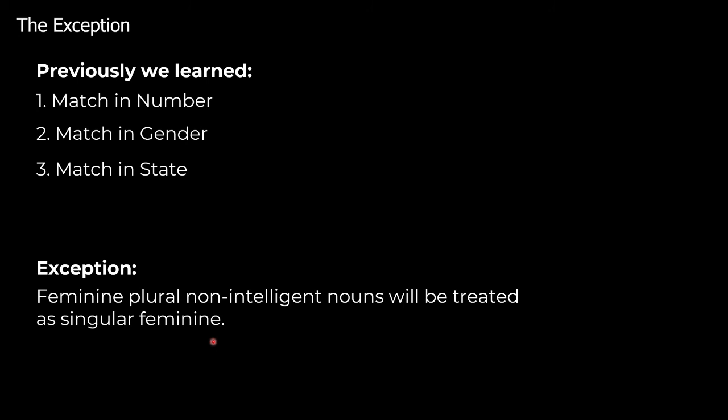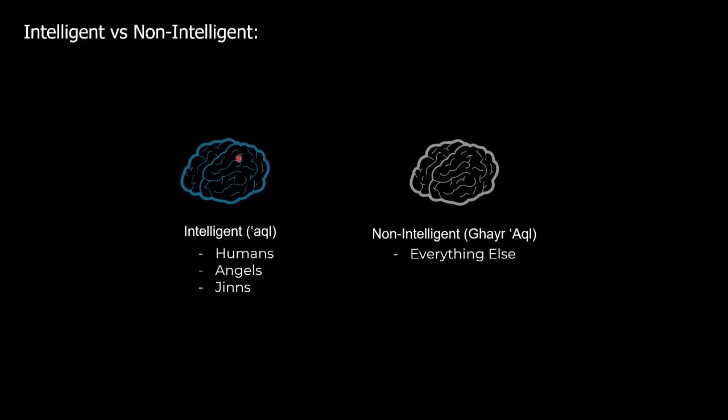So how do you tell if a noun is intelligent or non-intelligent? So in grammar, all nouns have the attribute of intelligence. They can either be intelligent or non-intelligent. So intelligent nouns are limited to humans, angels, and jinns, and non-intelligent is basically everything else. Obviously, this is limited to grammar. So if the word being pointed to is an intelligent feminine plural noun, then the previous rule still applies.